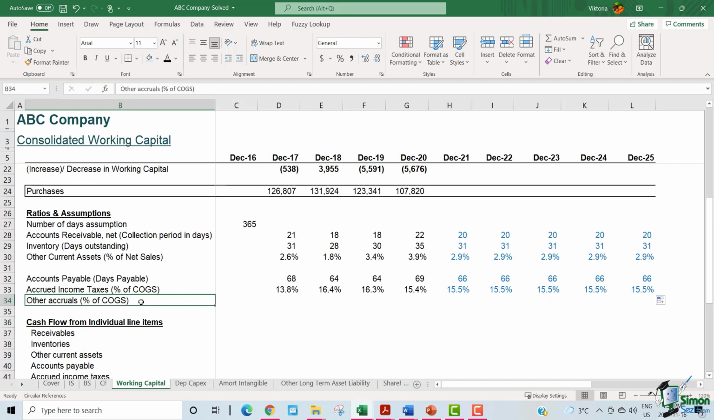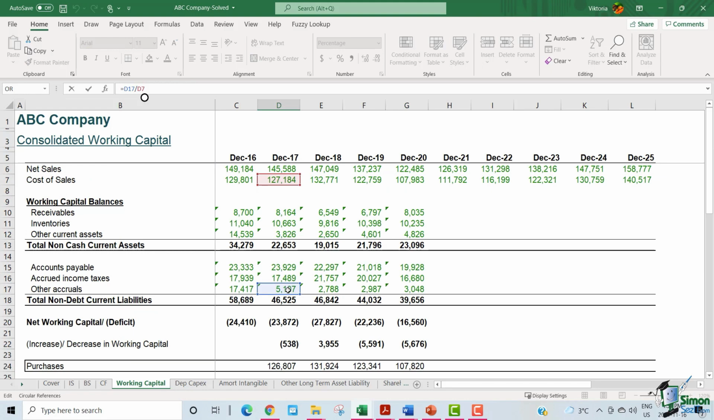Other accruals is also the percentage of cost of sales. So we will use the accruals number for the year and divide it by the cost of sales.